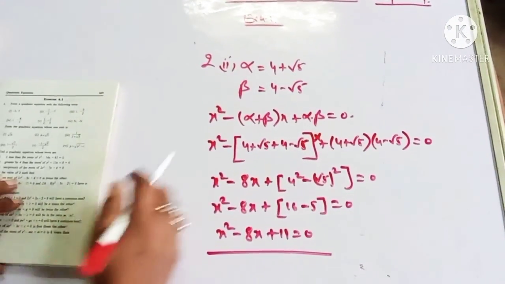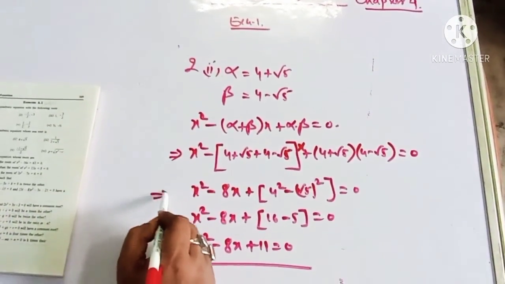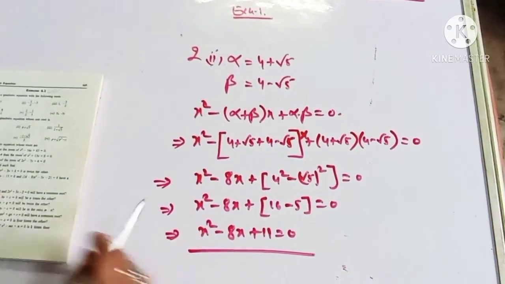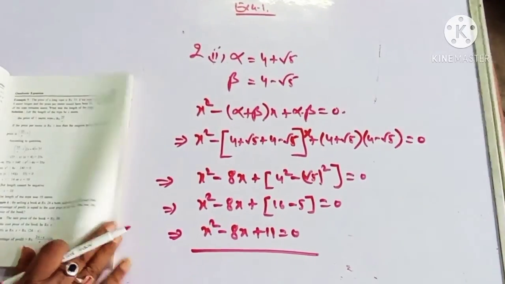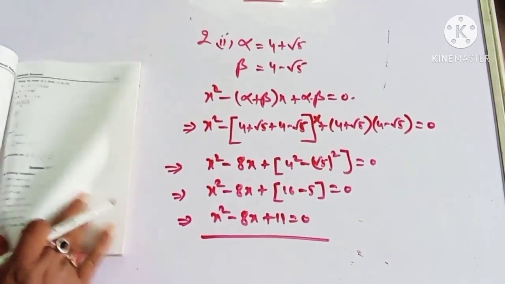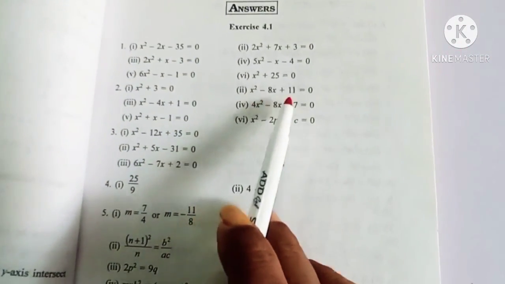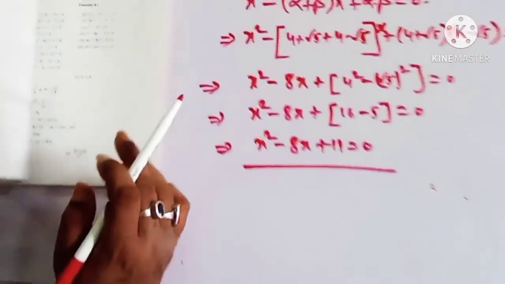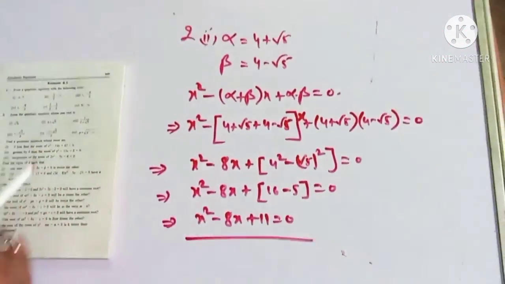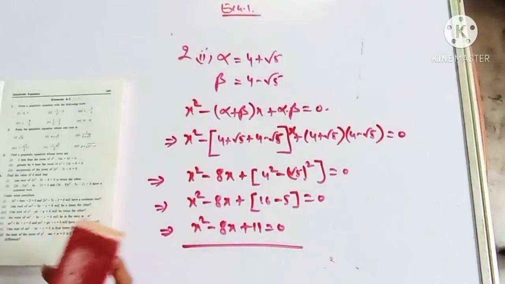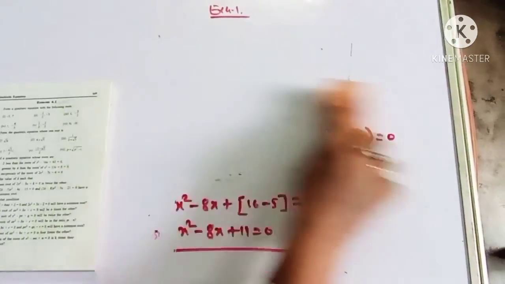Let me check the answer. Here you will see the answer is, in 4.1, question number 2c, x square minus 8x plus 11 equal to 0. Now I think the rest of the questions you can do yourself. Now I am going to question number 3.